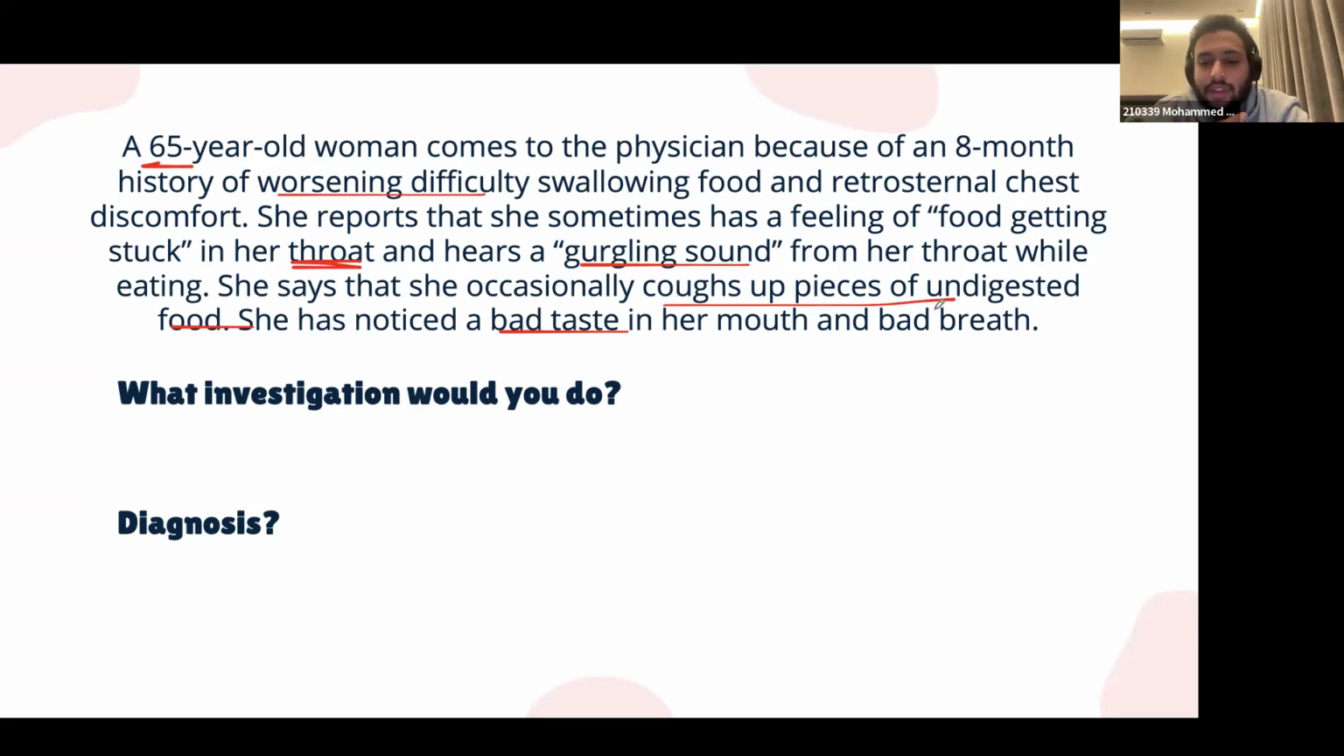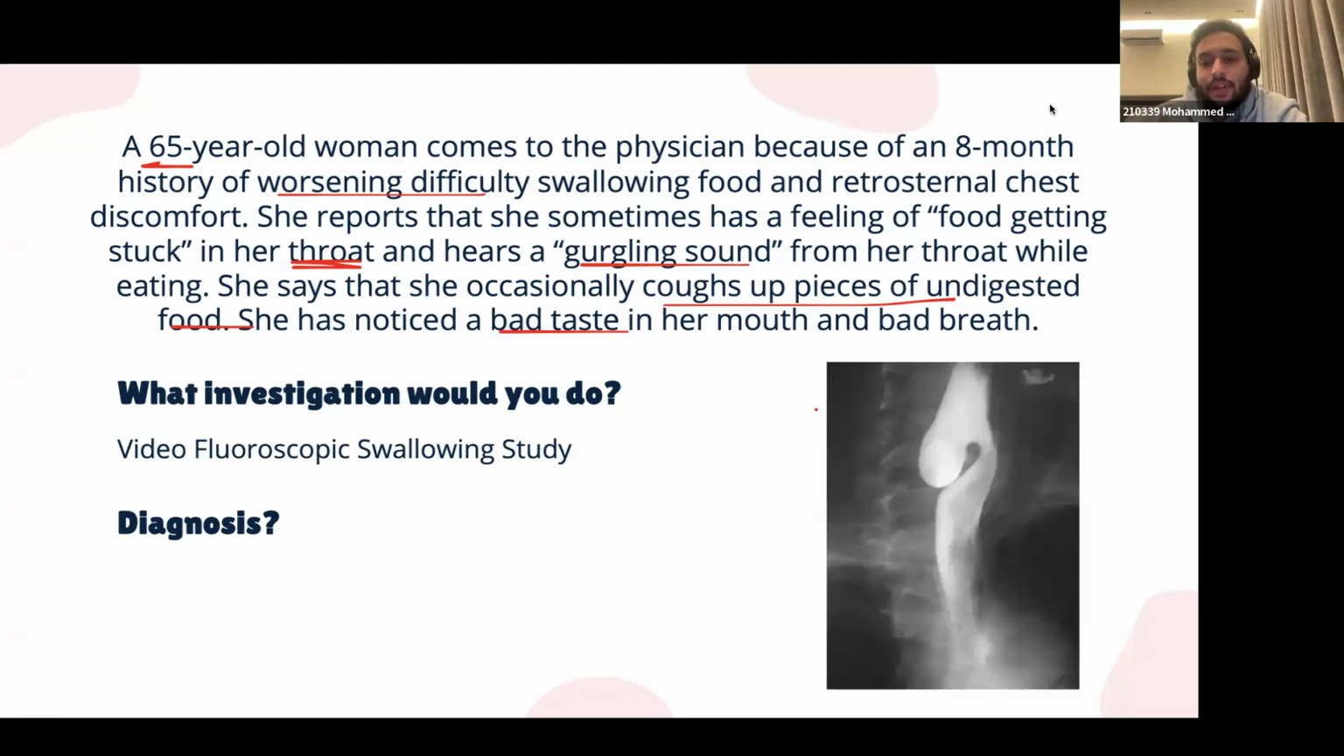Perfect. Video fluoroscopy. Good. Now, what is your differential diagnosis from this case, before I show you the images? Zenker. Perfect. Do you have signs of stroke? No. Do you have signs of myopathy? Does she tell you that she has weakness in the muscle? No. Okay, so you might think of Zenker. So you do a video fluoroscopic study and you see this. What is your diagnosis?